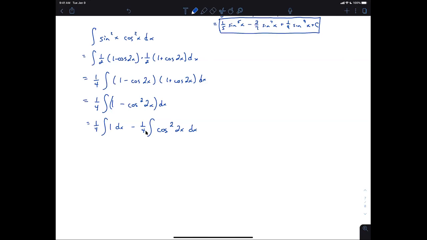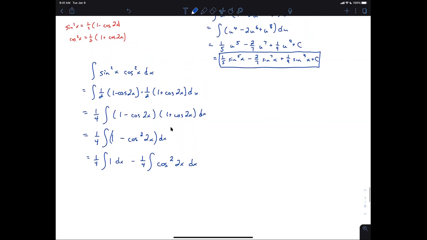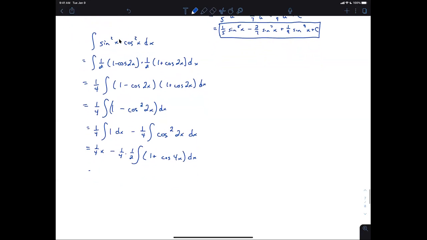Okay, so then the first integral should probably be easy. The second integral is again powers of sine and cosine where they're both even. So we're going to use half angle again. So we get 1/4 x minus 1/4 times 1/2 integral. This time it's 1 plus cosine of 4x. Because the way the identity works is whatever's here, over here it's double whatever was in there to begin with. So if it's 2x here, it's 4x over here. If it's 7x here, it's 14x over here, and so on. And so now we're going to split this into two integrals.